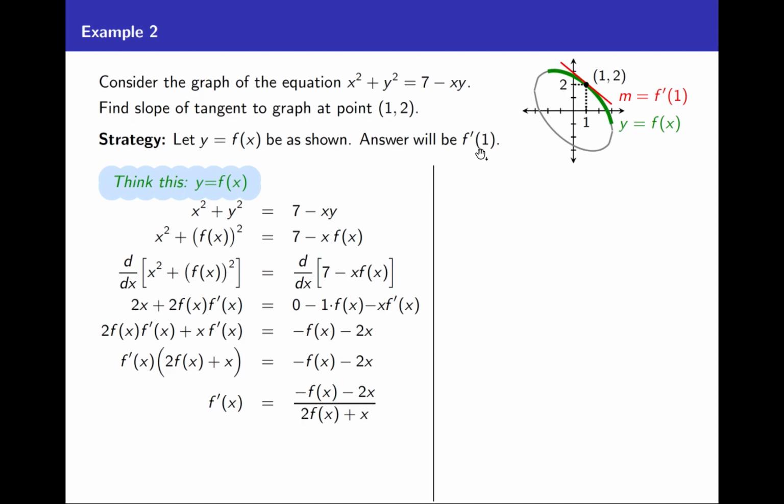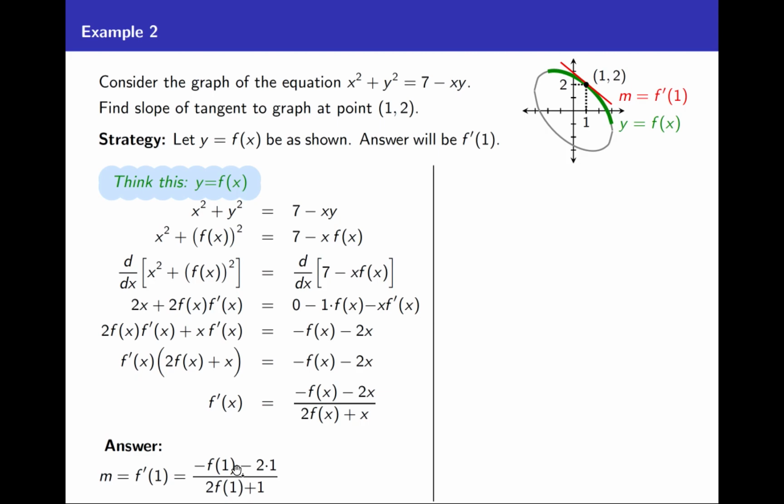Up here we said our answer, that is the slope of this tangent line, is going to be f prime of 1. So to get f prime of 1, you just plug in 1 for x in the equation for f prime of x. And let's check that. The answer is m equals f prime of 1, which would be negative f of 1 minus 2 times 1, divided by 2 times f of 1 plus 1. So there's the 1 plugged in for x.